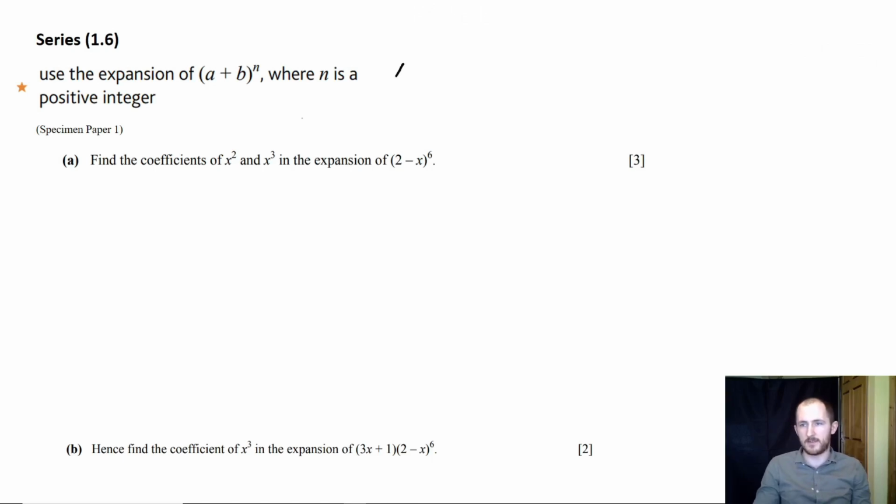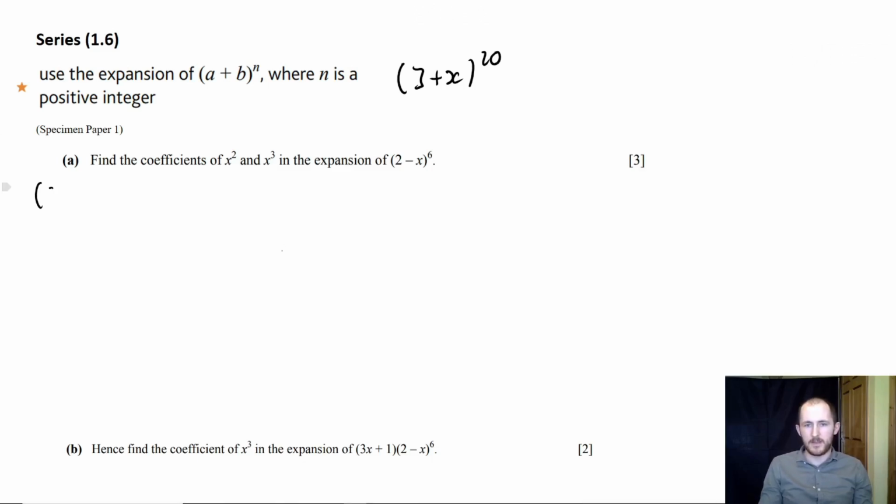So for example, if you had something like (3 + x) to the power of 20, expanding those brackets would take you a few decades. So we have a special little way of doing it, and that special little way is using something called the nCr button on your calculator. So what I'm going to do is write out the formula for you.